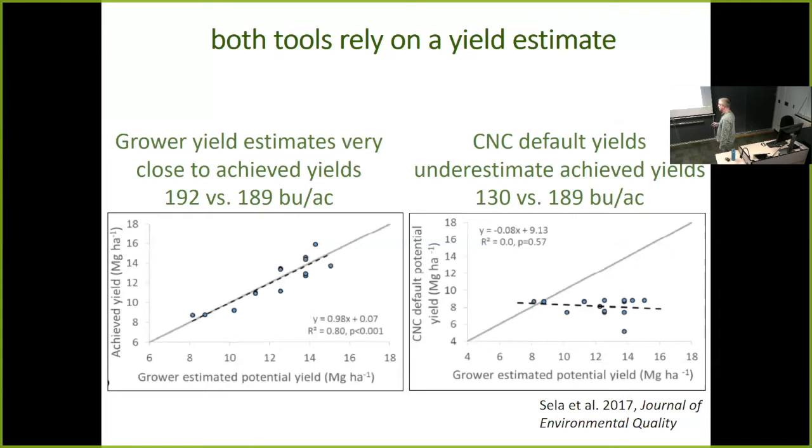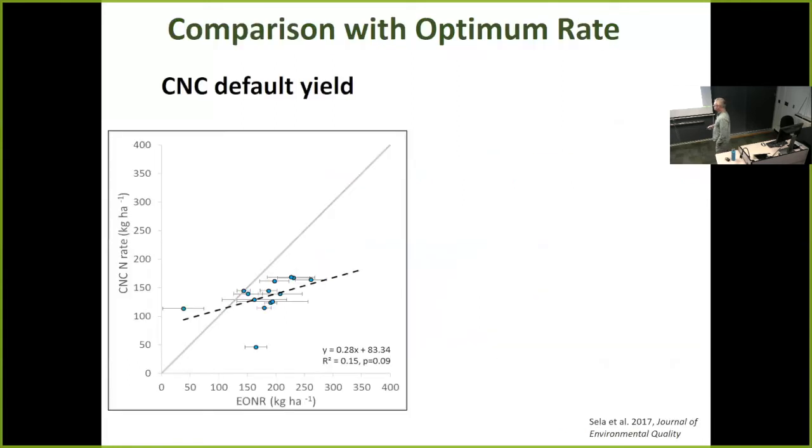And when you use these default yields, which come with the CNC database, and you use that to generate a recommendation, this is the outcome. So this is the optimum N rate measured in each field. And this is the recommendation, for the default yield of the CNC. Basically, we found it to be under the optimum N rate because you have a low estimation of the yield. So that drives a low recommendation, 40 pounds below the EONR, or the optimum N rate.